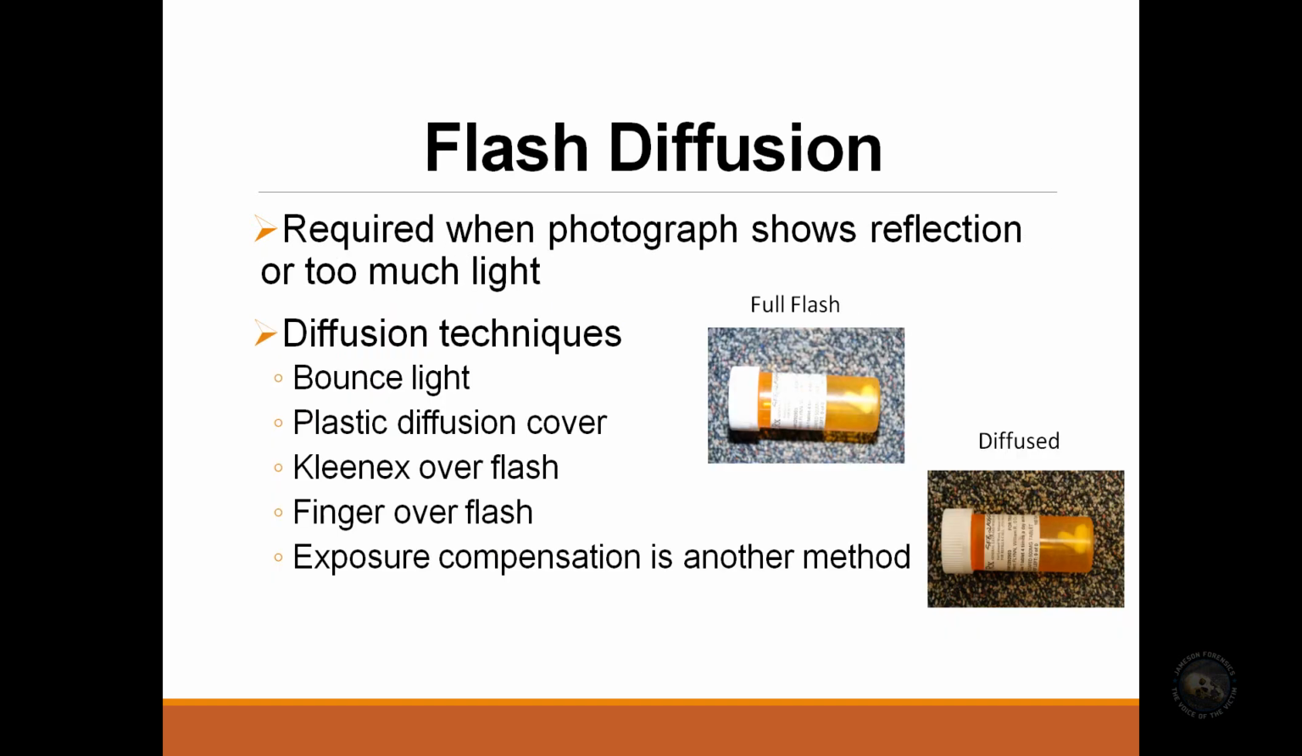When you're using a flash, since it's so bright, oftentimes I have to use diffusion. You can use a finger over the flash or a Kleenex. Sometimes I use a piece of white paper. That way it still goes through the paper, it just is diffused. You can see two examples of how it washes out the pill bottle, and then when you diffuse it, it lowers the light intensity.